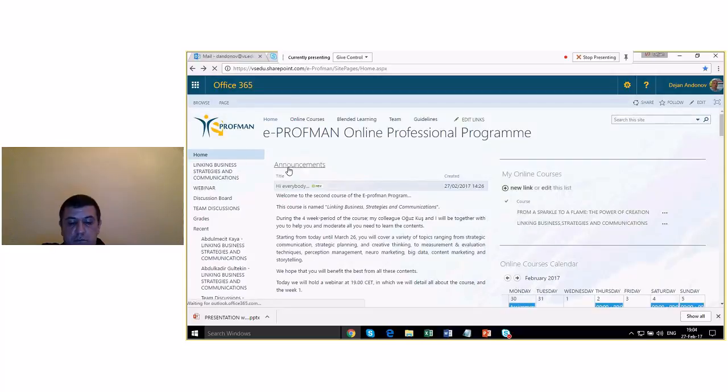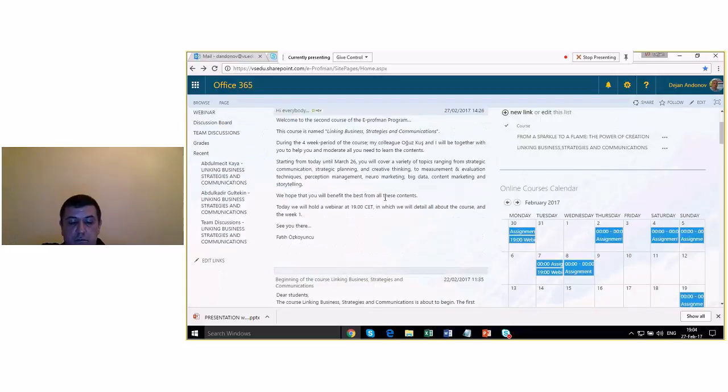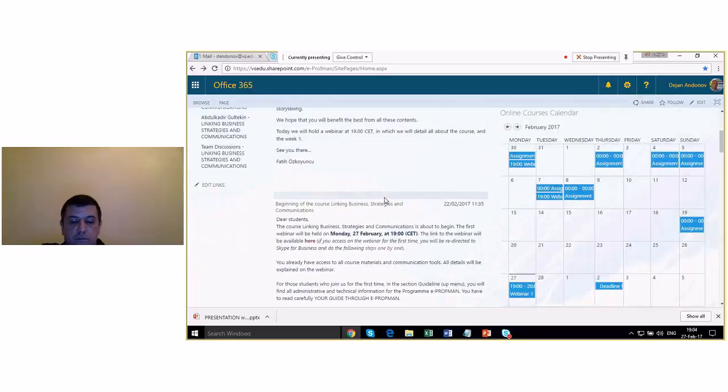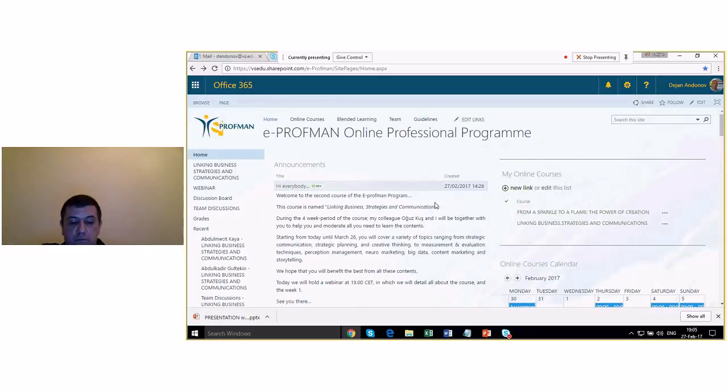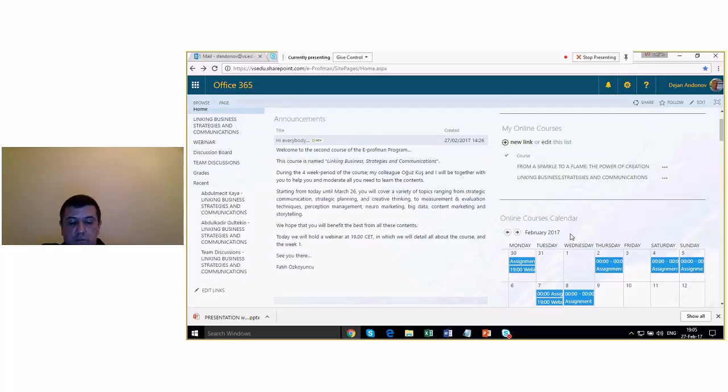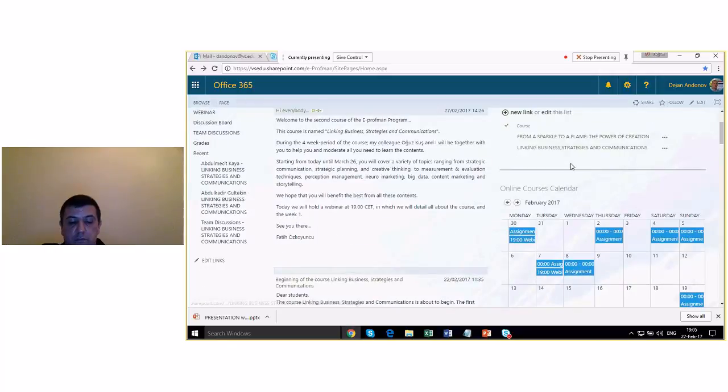On the front page of the learning management system, you can see the announcements board. Here, we as student service and professors will announce the latest information about the course. In the right-hand menu, you can see 2 courses, From a Spark to Flame and Linking Business Strategies and Communications. Students who are registered on both courses will have access to both courses. Students who are registered only to Linking Business Strategies and Communications will have access only to this course.